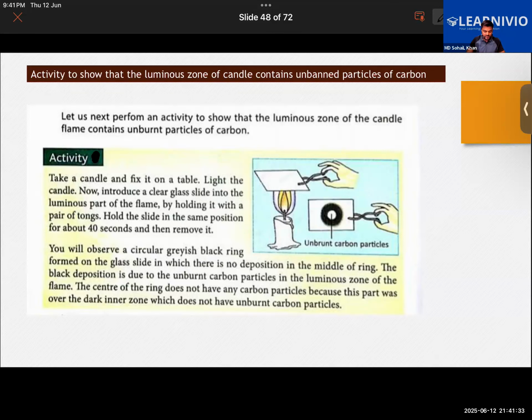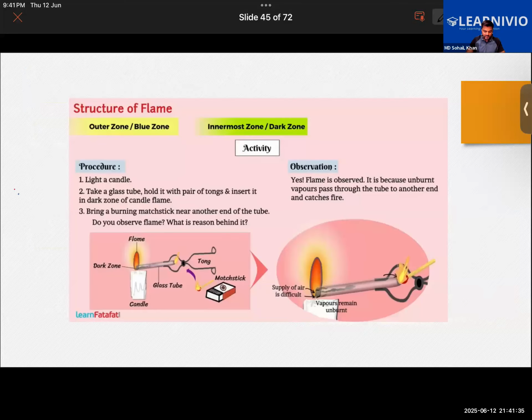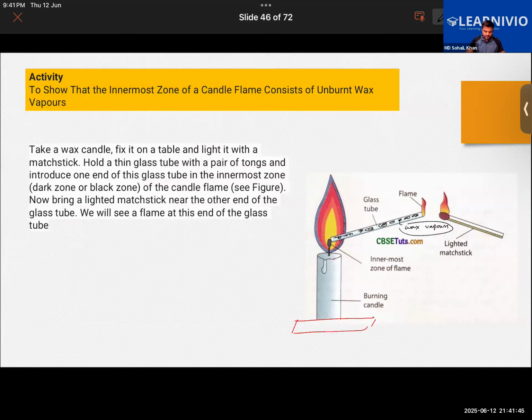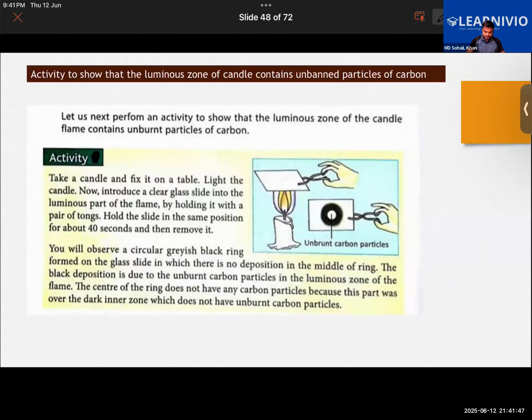Right now we were learning about the structure of the candle, basically the structure of the flame. A flame has three different zones: the innermost zone, the middle zone, and the outermost zone. Just as of now, listen to the explanations I'll be providing, and I will take up the doubts and questions once the explanation is finished.